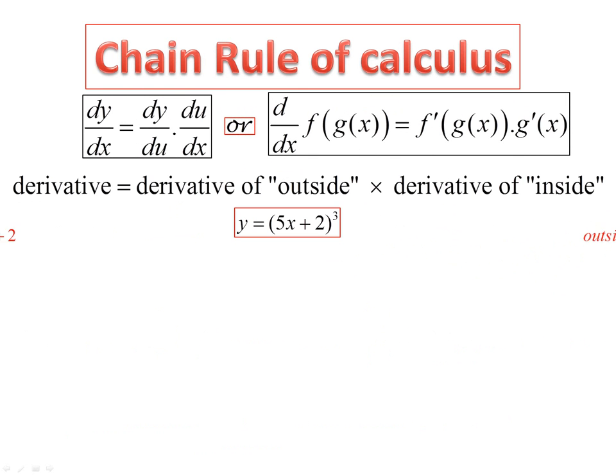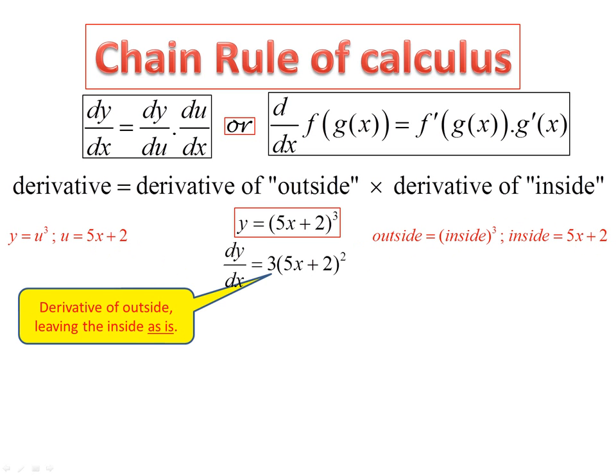Let's actually do an example. Y equals 5x plus 2, all cubed. Y equals u cubed, where u equals 5x plus 2. So we're going to find dy by du, which is 3u squared, times du by dx, which will be 5. Outside equals inside cubed, inside equals 5x plus 2.